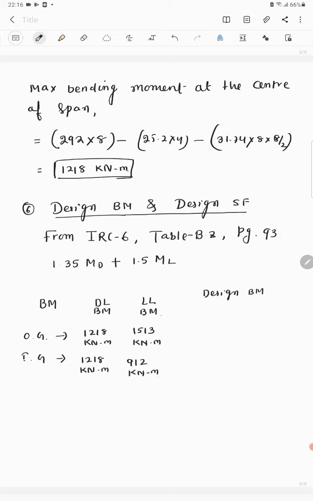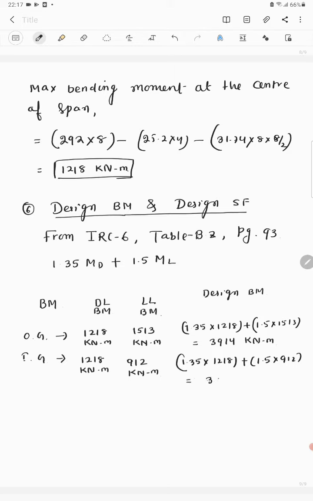So what will be the design bending moment? 1.35 times the dead load moment, 1218, plus 1.5 times 1513, live load moment. So this is equal to 3914 kilonewton meter. Second one, 1.35 times 1218, sorry, dead load moment, plus 1.5 times live load moment. So this is equal to 3012 kilonewton meter.